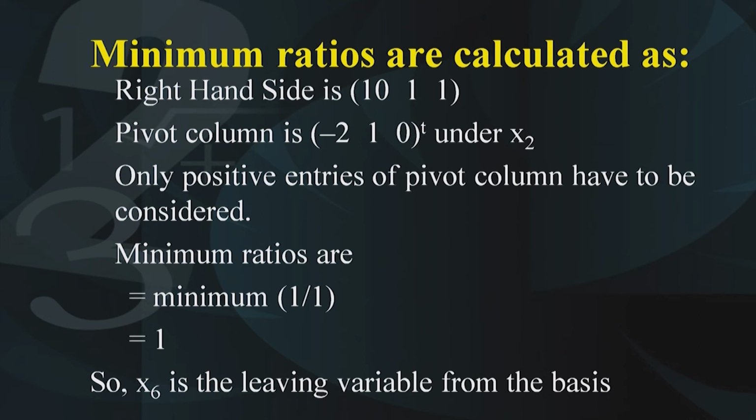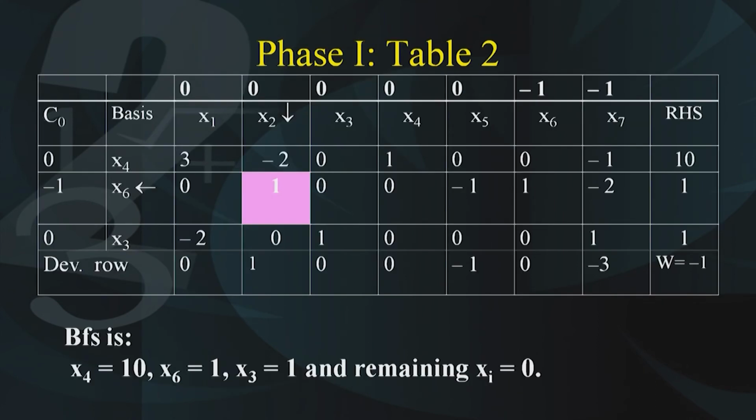that is x6, is the leaving variable. And with this decision, let us look at this table again. Here you find that x6 is the variable which should leave the basis, and that is the reason why this particular cell is highlighted to indicate that this is the pivot.